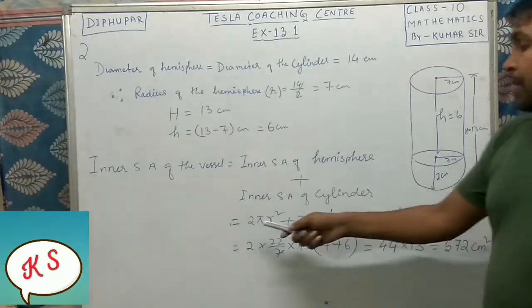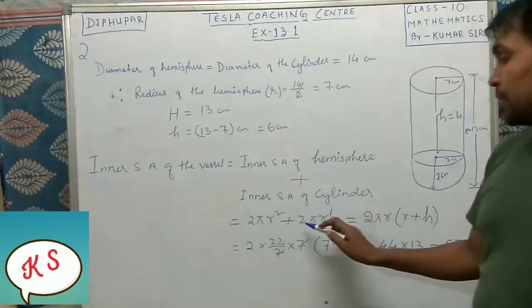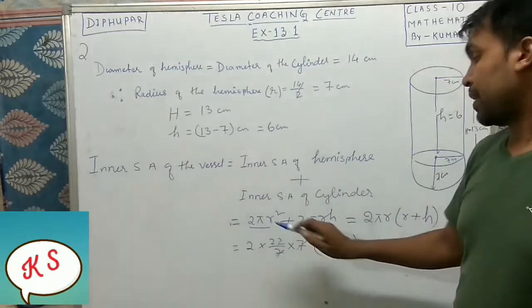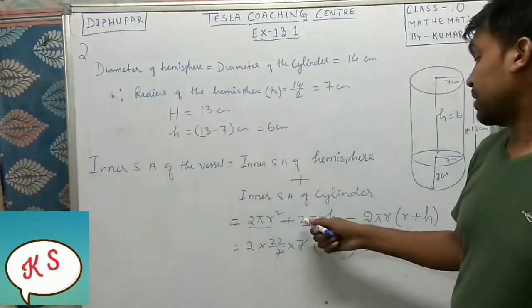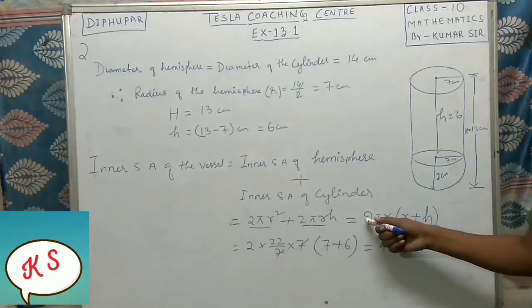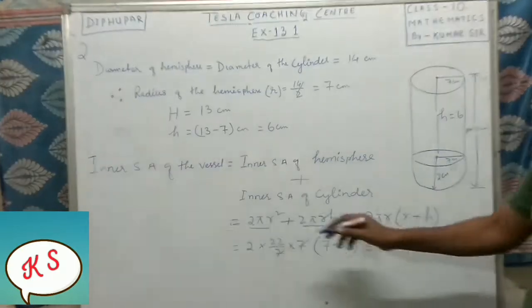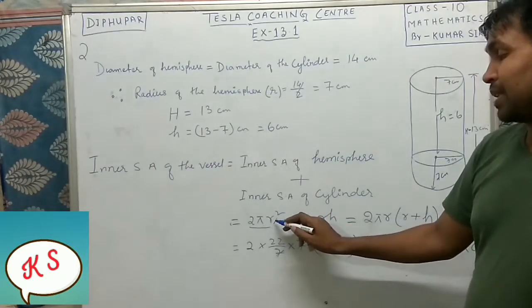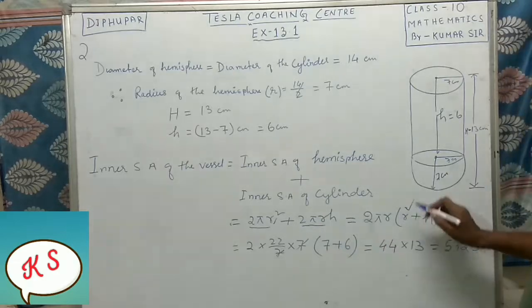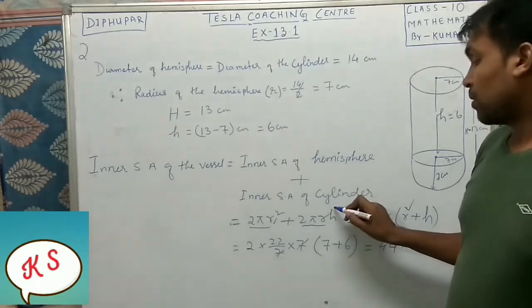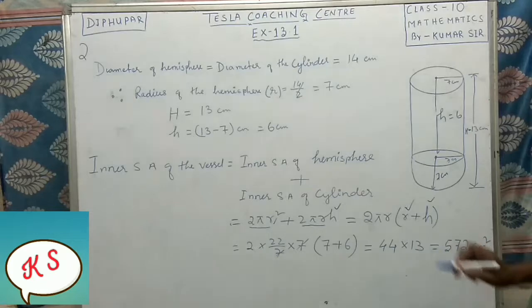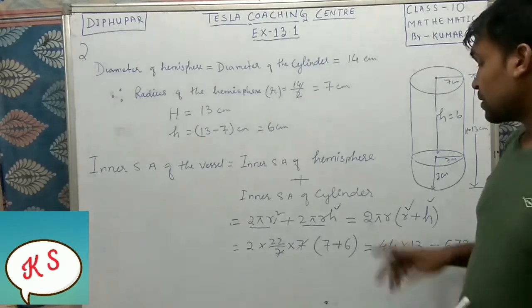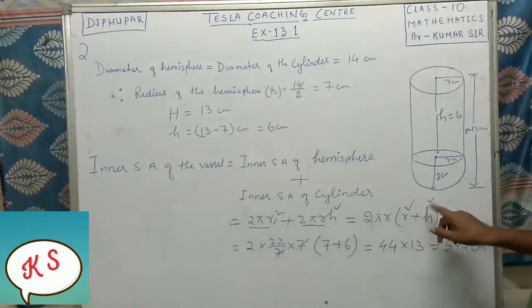Now as you can see, here also 2 pi r, here also 2 pi r square, and r is the same, so we can take 2 pi r common. So we have taken 2 pi r common. If I take 2 pi r common here, what will be left? R square is there, so one r will be left here, and here what is left? h. So we have written here h. Okay, 2 pi r bracket r plus h.